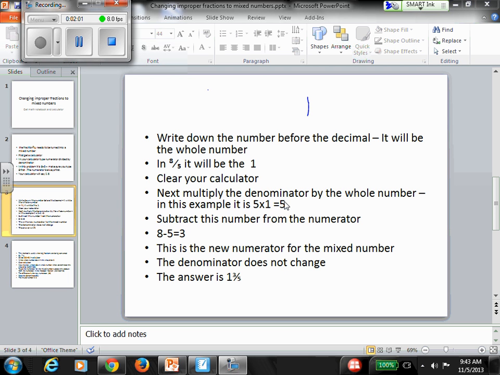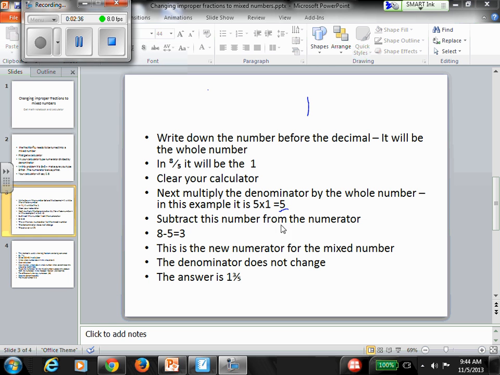All right, next, I want you to multiply. After you've cleared your calculator, I want you to multiply the whole number by the denominator. The denominator in this problem is 5. Your whole number is 1. So you say 5 times 1. And you get 5. So this number is considered a product because when we multiply two numbers, that is always called the product.